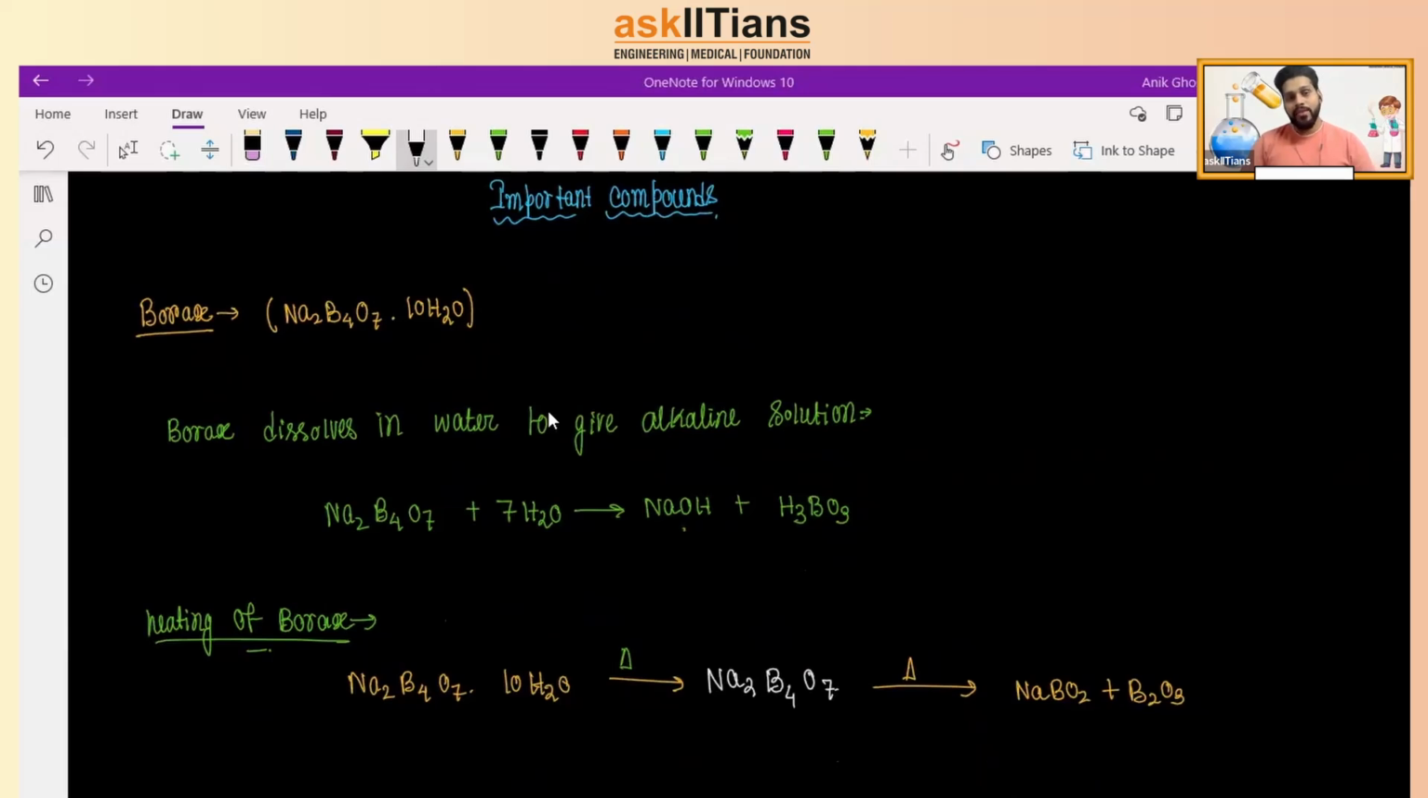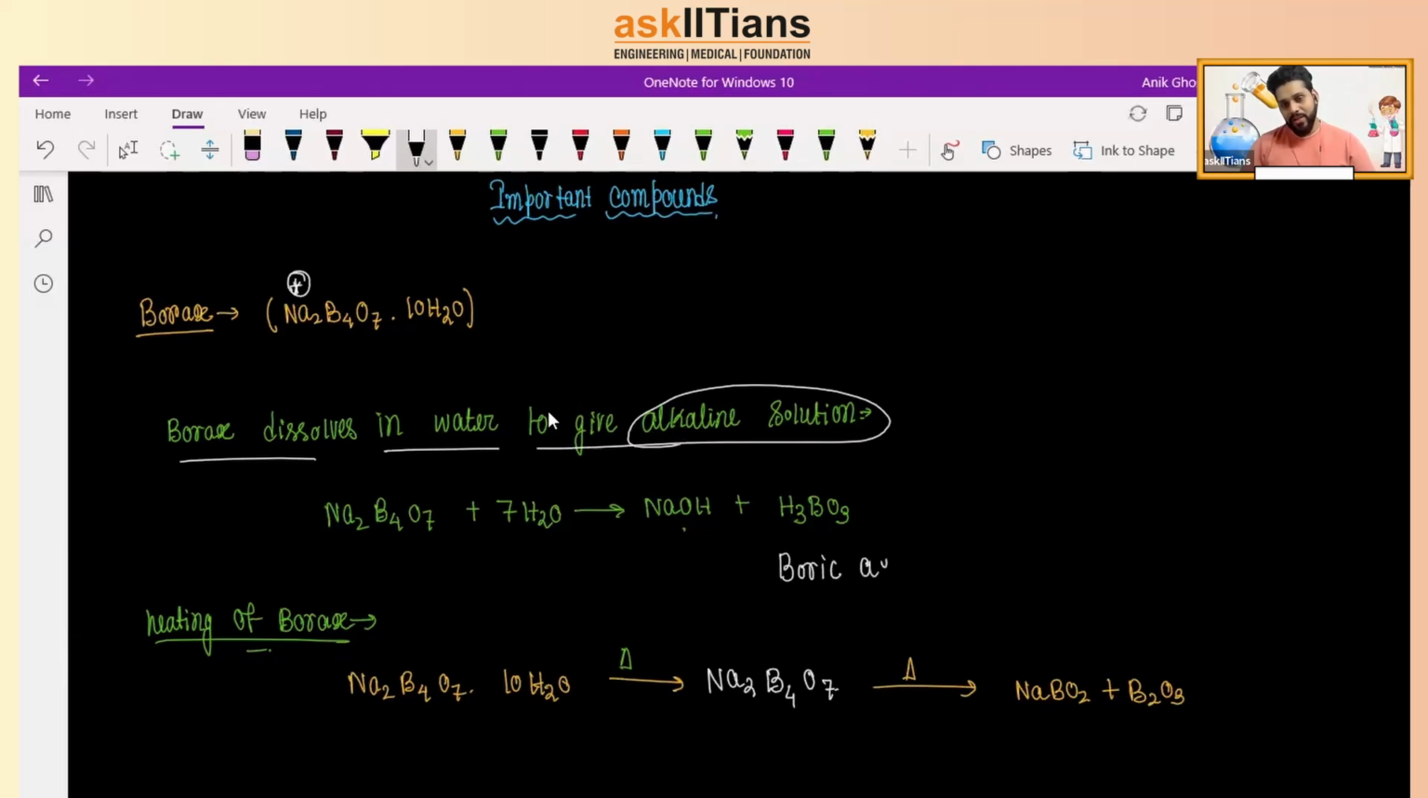Now they're saying borax dissolves in water to give an alkaline solution. Guys, borax is an alkaline compound. I guess you can understand by seeing that sodium is present. So, guys, our common sense is saying that if I dissolve it in water, we are definitely going to get NaOH out of it, right? That is what we see when borax is dissolved in water. We get NaOH, and yeah, this guy, boric acid.